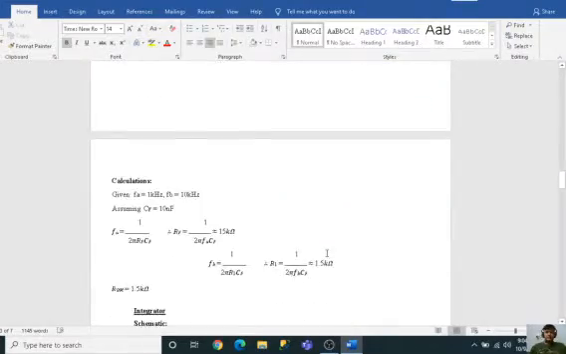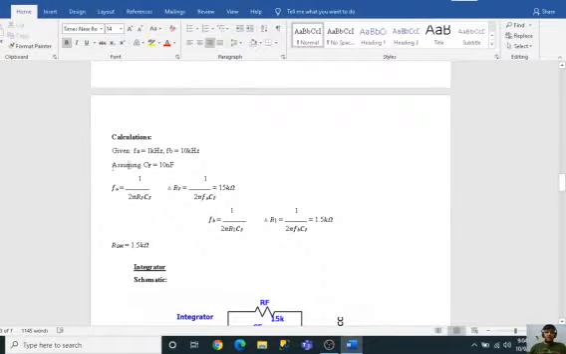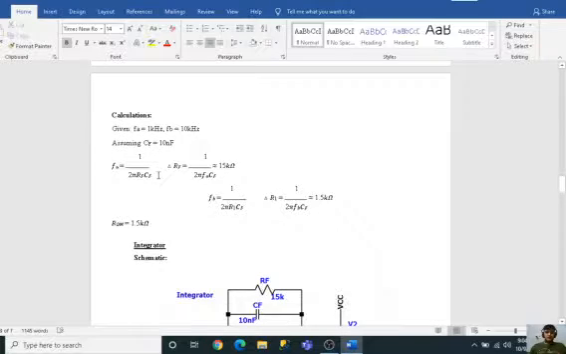Over here I will be designing for FA as 1 kHz and my FB will be 10 times of FA. So FA is 1 kHz and FB is 10 kHz, and over here I have assumed my feedback capacitor is 10 nanofarads.